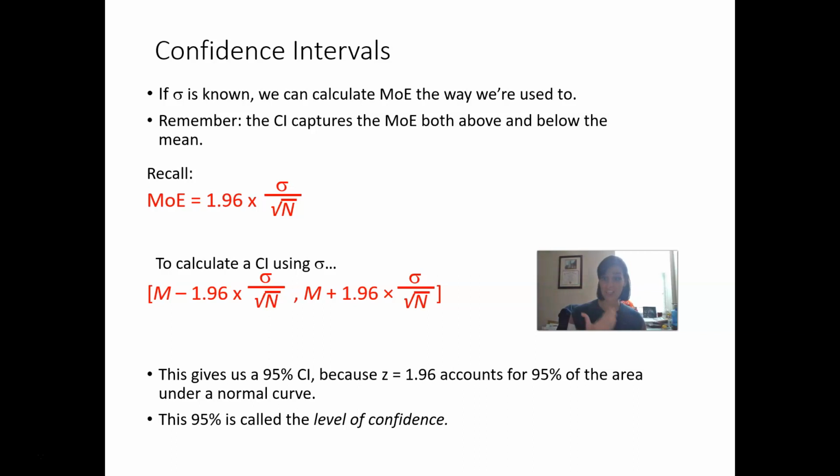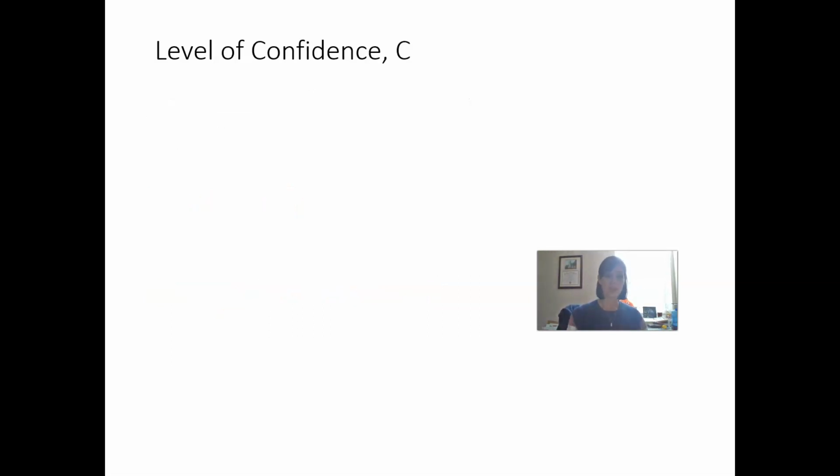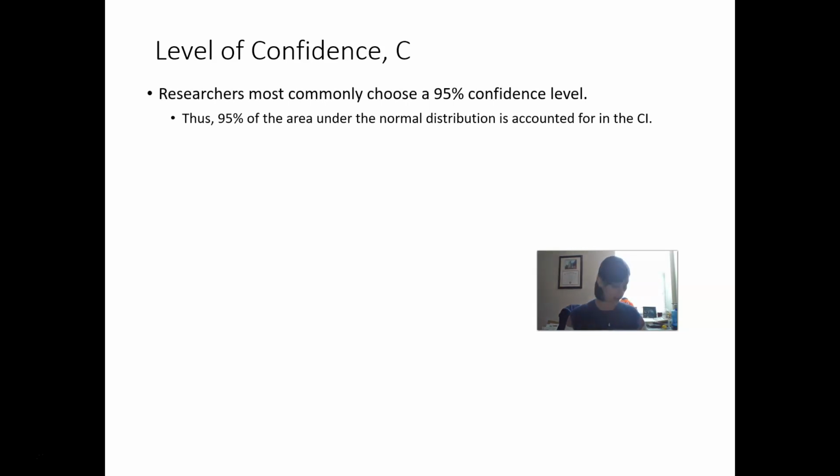And in psychology, many of the things that we are trying to study are also normally distributed. And this 95% is what we are going to refer to as a level of confidence. So let's talk a little bit more about this level of confidence. We call it the level of confidence because this helps us figure out how confident we can actually be that our confidence interval includes mu, the mean of our population distribution.